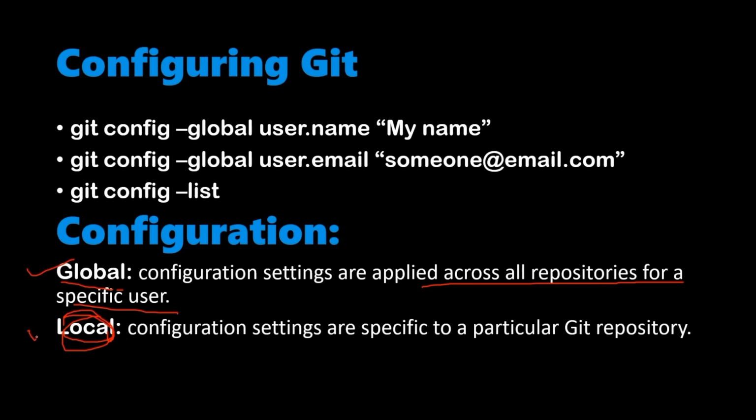But if we use local configuration settings, then it is specific to a particular Git repository. If we are working on a specific Git repository and we want to commit changes with a different account and a different name, then we should use local configuration settings. But in this video, we're going to use the global settings. If you don't have many GitHub accounts, you can use the global configuration settings, and in future you can also change that global configuration. It's not a big deal.